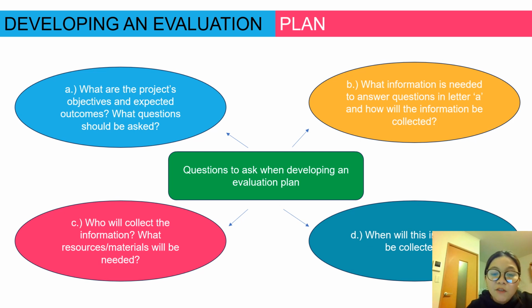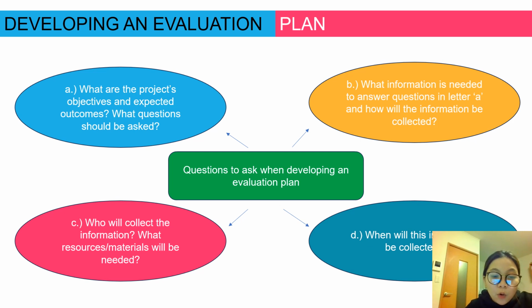For letter B, we have what information is needed to answer the above questions and how will the information be collected. So here you list the instruments and methods that will be used to collect the information such as repeated surveys, stories, drawings, even role plays to present important milestones or events. We can also have in-depth interviews with project participants and observers, group discussions, rankings, and review of the project proposal. We also have reports and documents, those kinds of things.